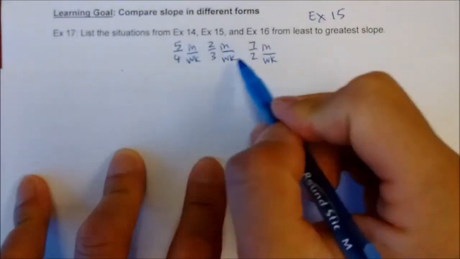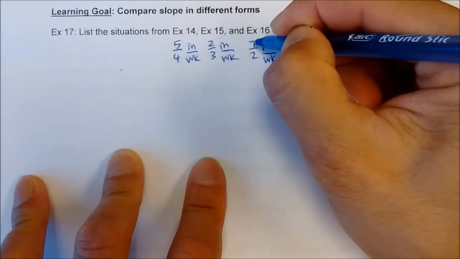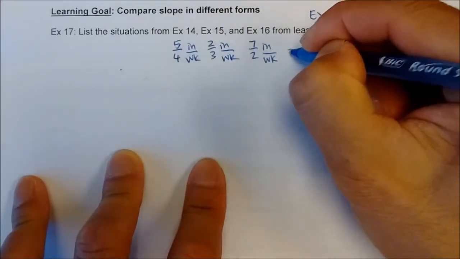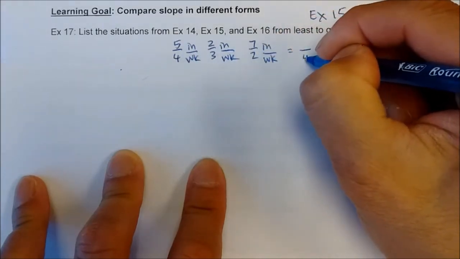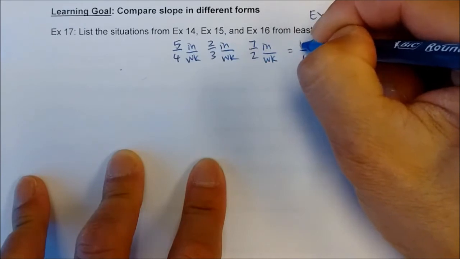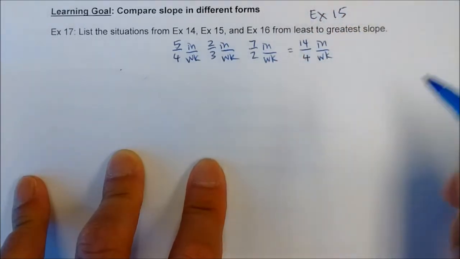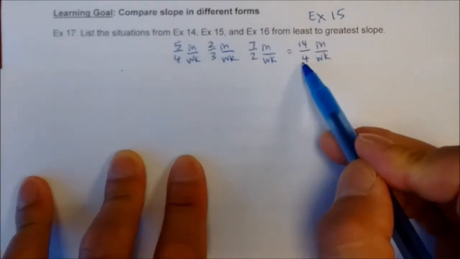So to compare the other two, we'll find a common denominator. So 5/4 and 7/2, the common denominator is going to be 4. So for this one, we're going to equate it to denominator 4 here. 2 times 2 equals 4. 7 times 2 equals 14 inches per week. So we compare now and say 5/4 is less than 14/4.